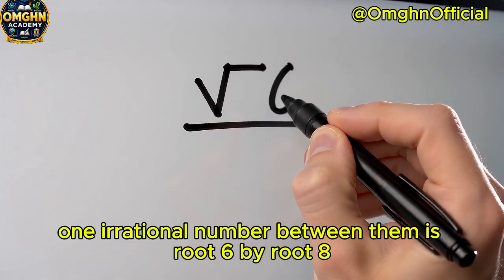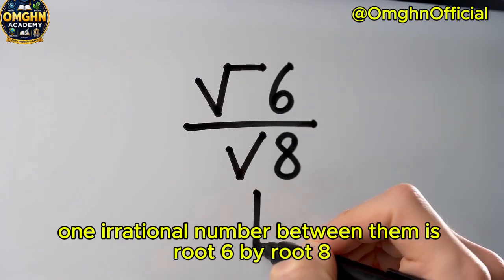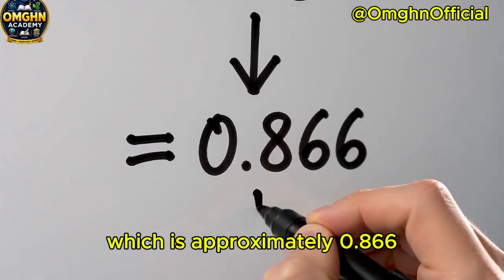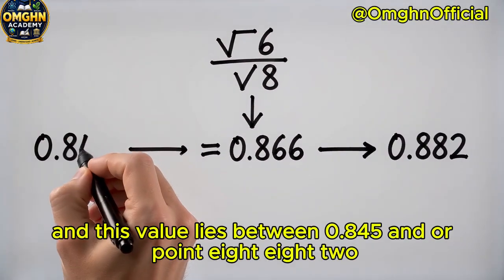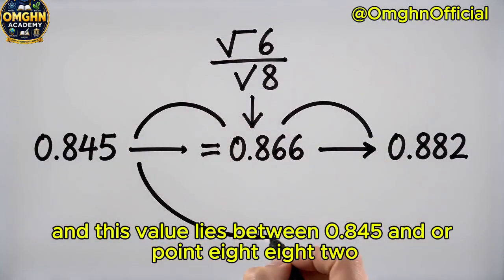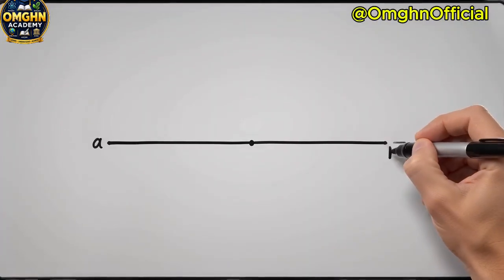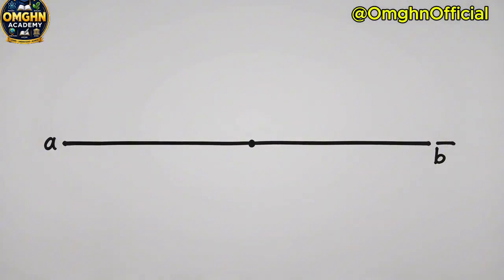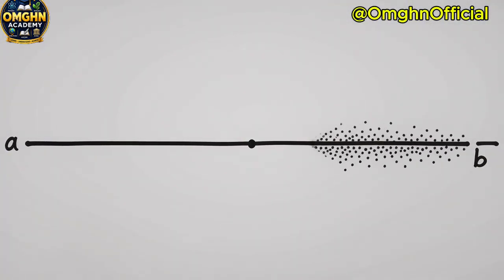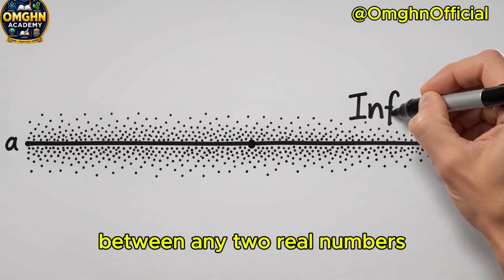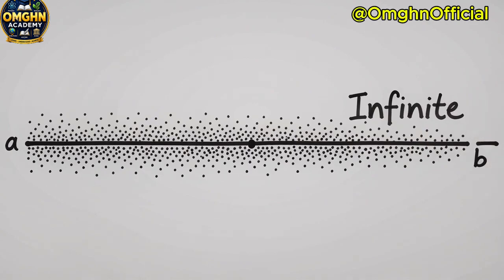One irrational number between them is root 6 by root 8, which is approximately 0.866. And this value lies between 0.845 and 0.882. There are infinitely many irrational numbers between any two real numbers.